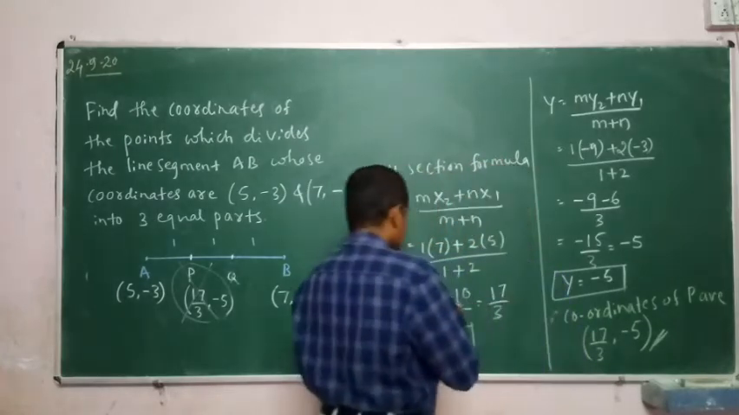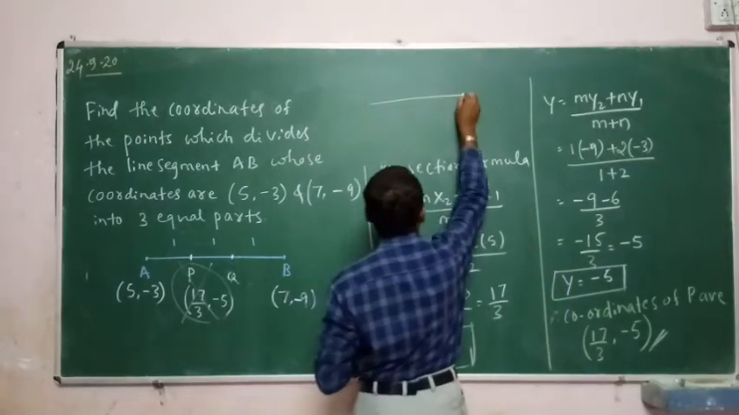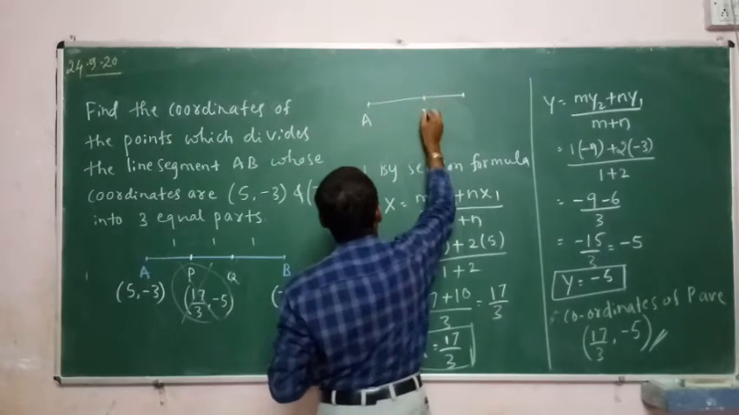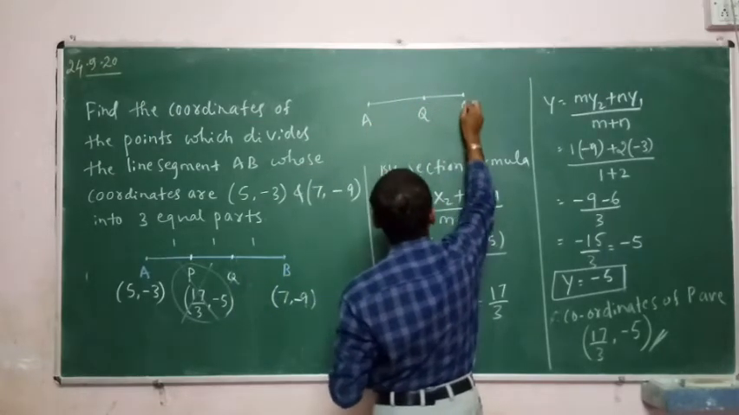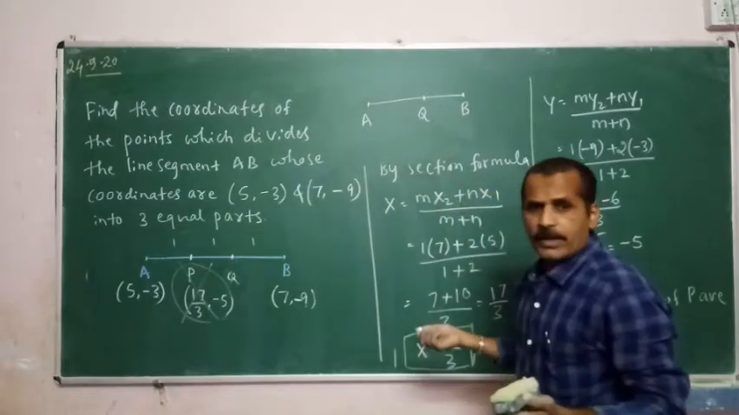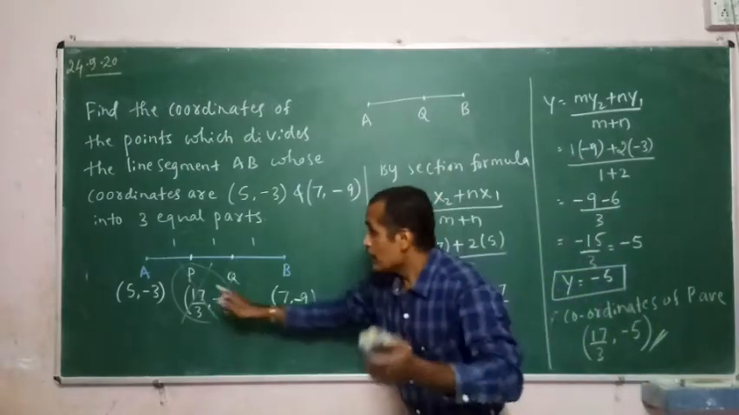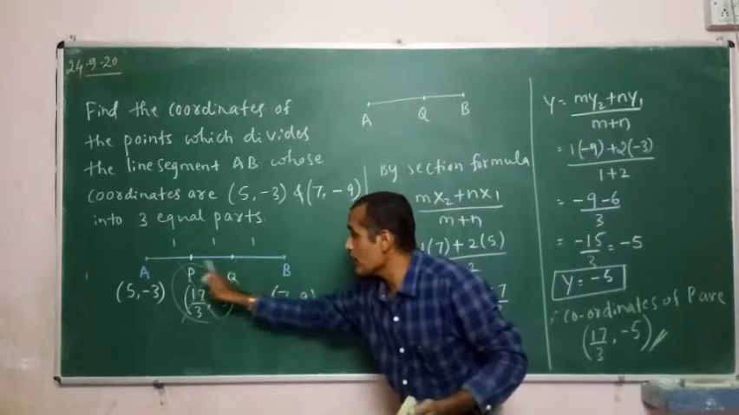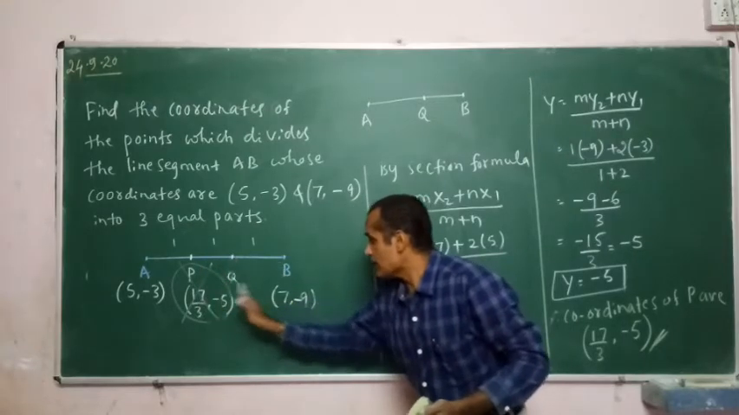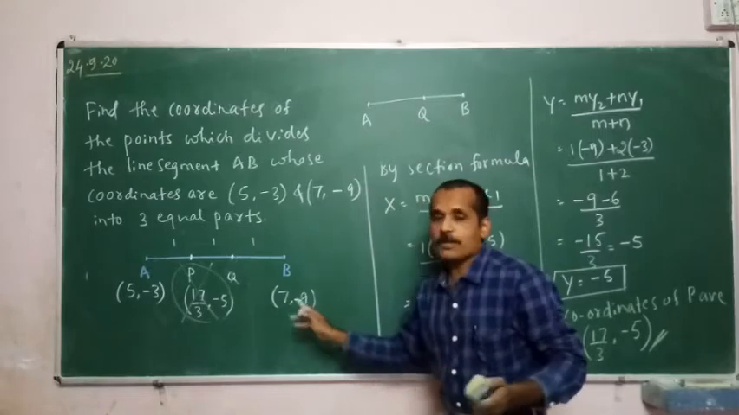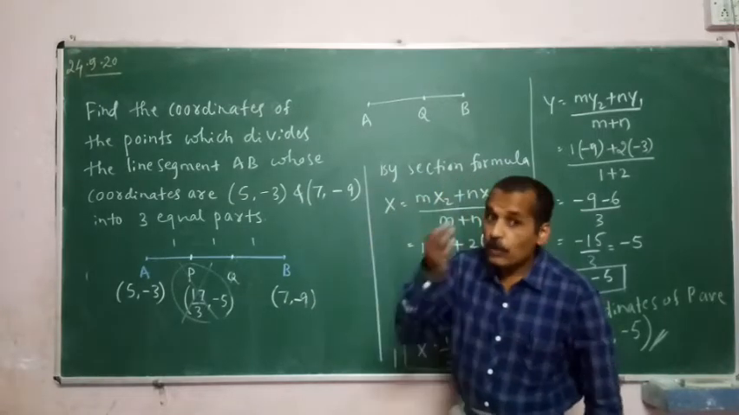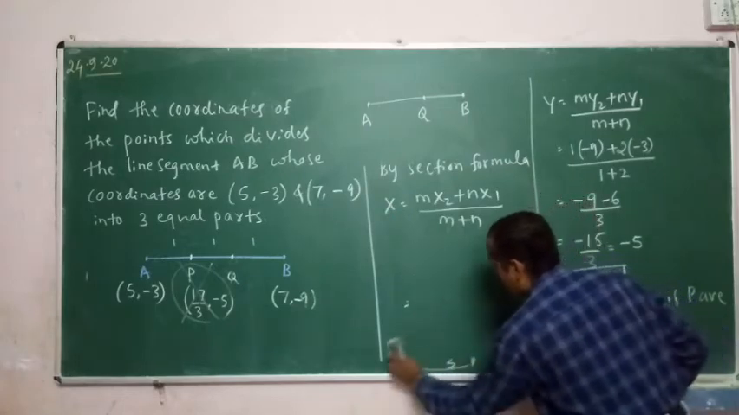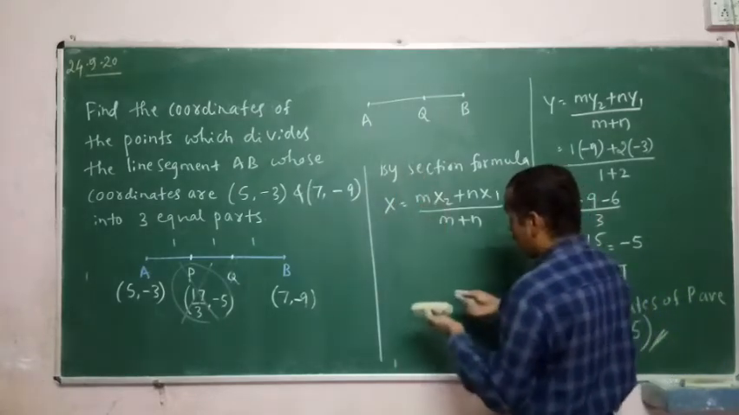Okay. I will draw another figure. This time I will take A, here Q, here B. Otherwise I will tell you, as a simple way, you can take Q as the midpoint of PB, x1 plus x2 by 2, y1 plus y2 by 2, which will be the very simple way. If not, you can go with this method, the section formula. Where are the coordinates?